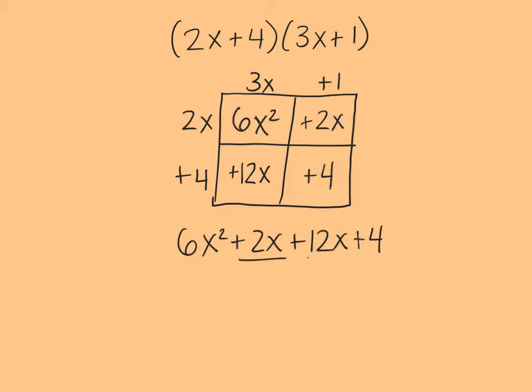Then combine the like terms. Positive 2x plus positive 12x. Nothing cancels, they're both just positive. So in total, we have 14 x's plus 4.